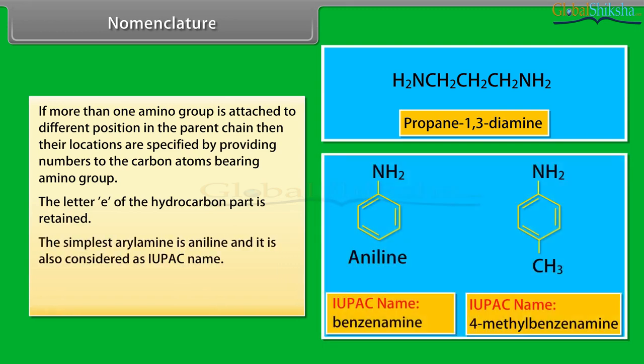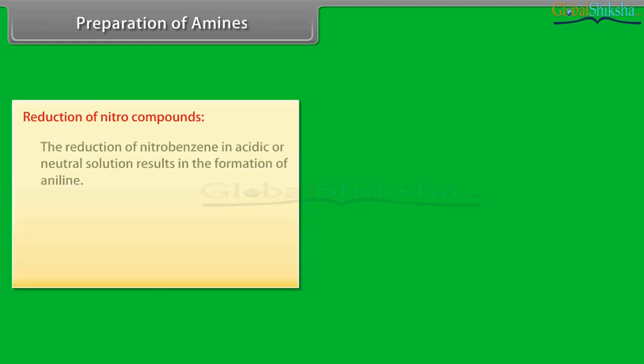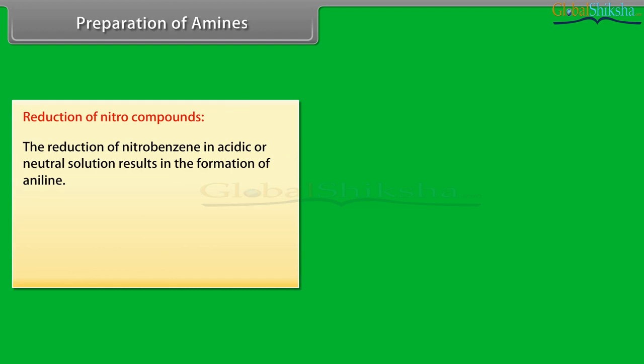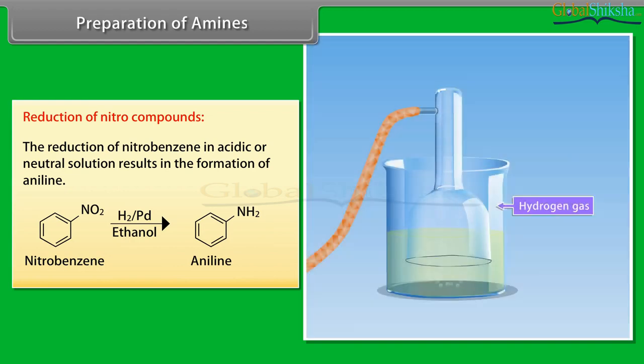The simplest arylamine is aniline and it is also considered as IUPAC name. In IUPAC system, suffix E of arene is replaced by amine. Preparation of amines. Reduction of nitro compounds. The reduction of nitrobenzene in acidic or neutral solution results in the formation of aniline. Nitrobenzene is reduced to aniline by passing hydrogen gas in the presence of finely divided palladium.